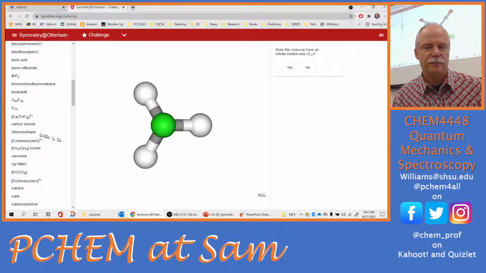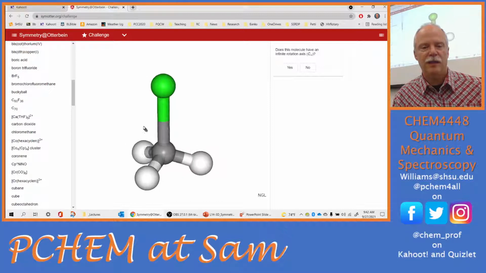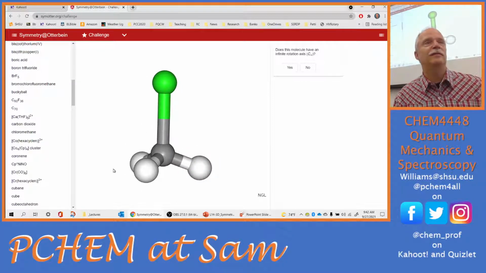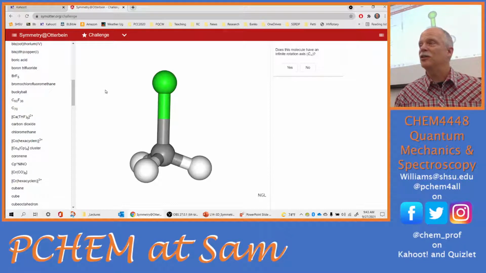Okay, let's look at this one. You know that ammonia is C3V. And this bottom piece looks like ammonia. Does putting an atom on top of ammonia change the threefold symmetry? Does it add an inversion center or anything else? It doesn't change the symmetry at all. So if you know ammonia is C3V, and then you find this molecule, you will say, oh, it looks just like ammonia. By symmetry, it looks just like ammonia.